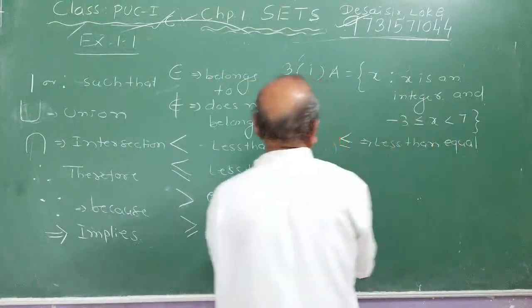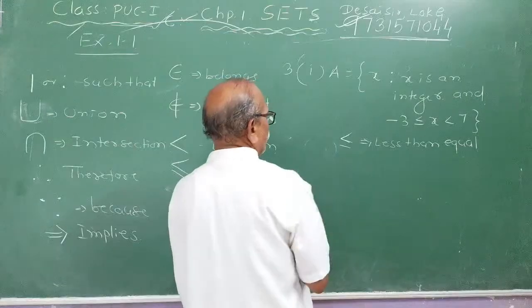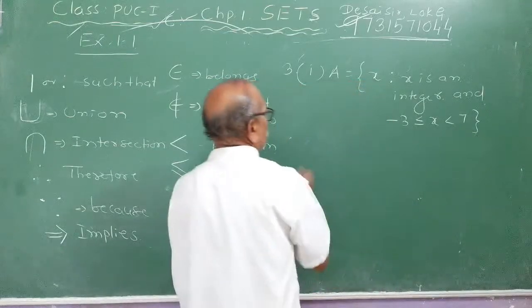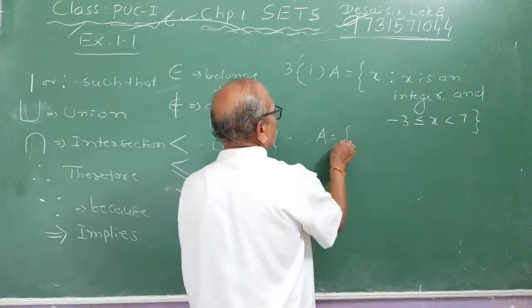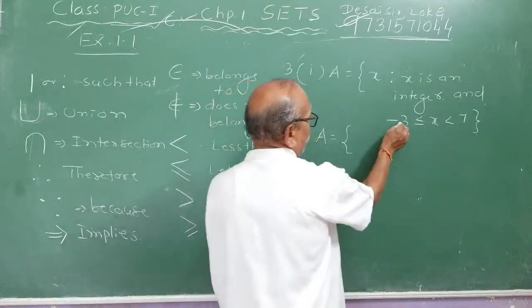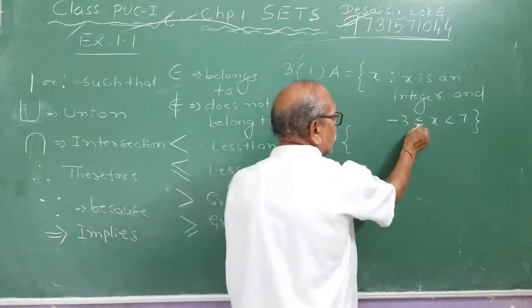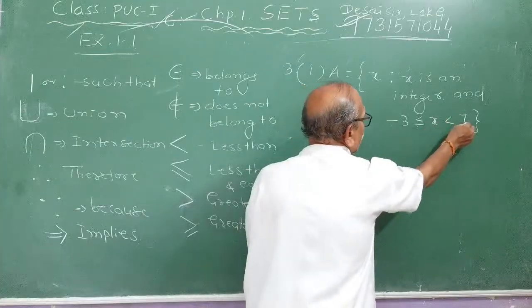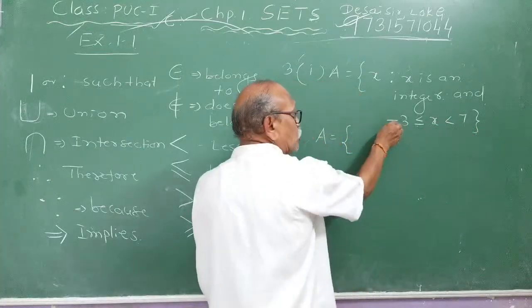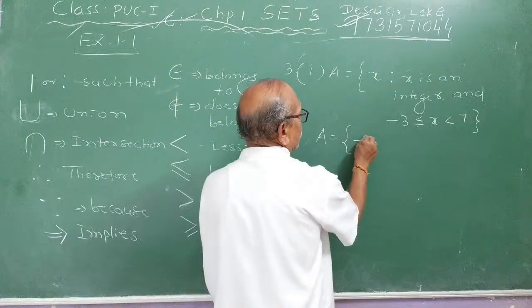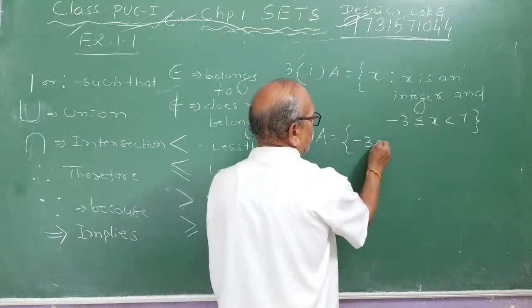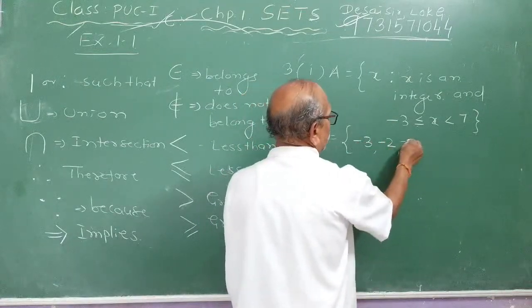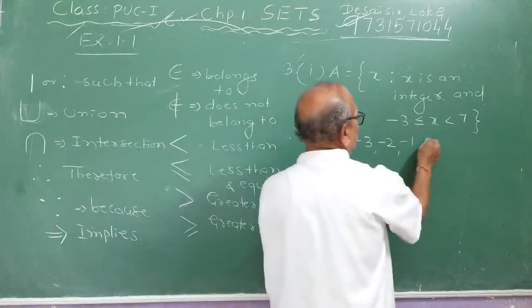Observe and write the elements of the set A. Okay, fine. Tell me, what are the elements you wrote? That is a flower bracket. You start with -3 is less than or equal to x. X is only less than 7. Means you have to include what? -3. Then comes what? -2. Then comes -1. Then comes 0.